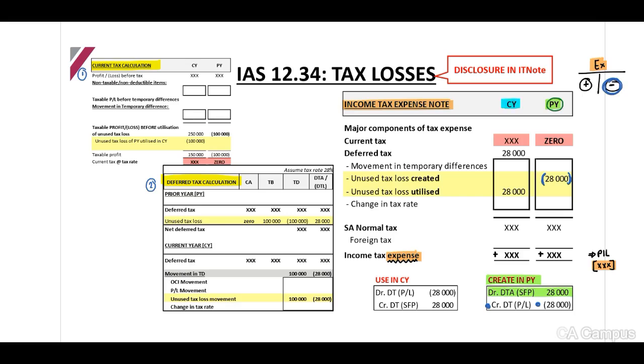In the current year, we use that 28,000. Therefore, we credit our deferred tax. We decrease our deferred tax. And we debit our deferred tax in our profit and loss.